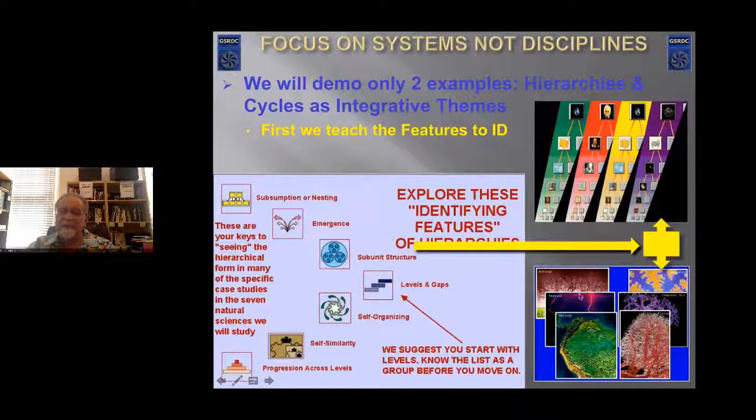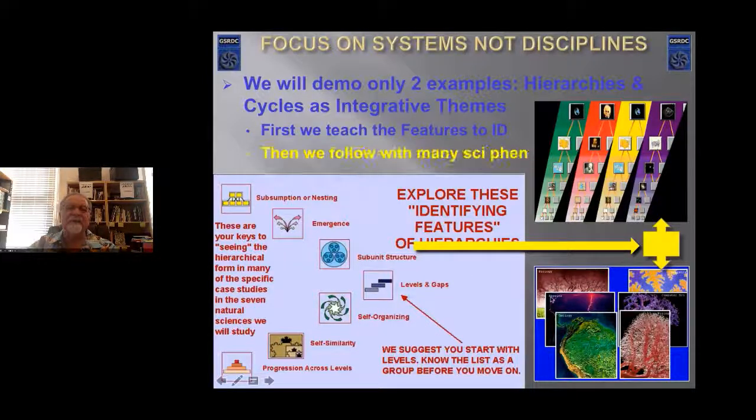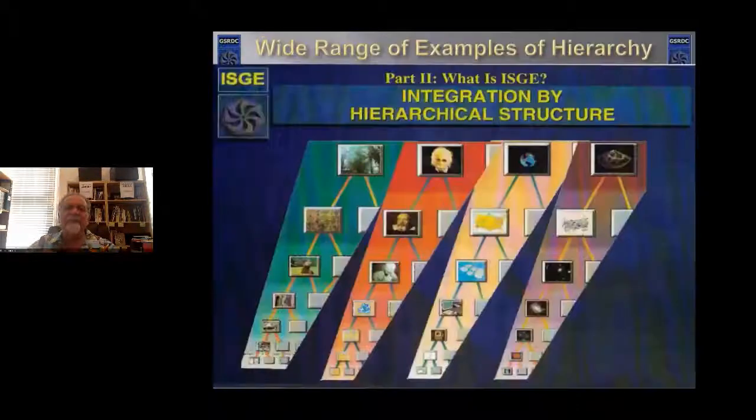But this is a picture of fractals. It's fractals across biology, physics, geology, chemistry, computer science, and biology. All of those are fractal structures. So first we teach them how to recognize fractals, what the identifying features and functions are, especially functions, because that's important to systemness and its survival. And then we would show them the examples across the sciences. And so we would follow with lots of science phenomena and information.